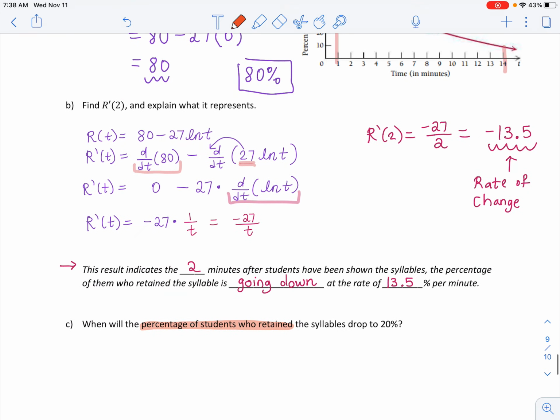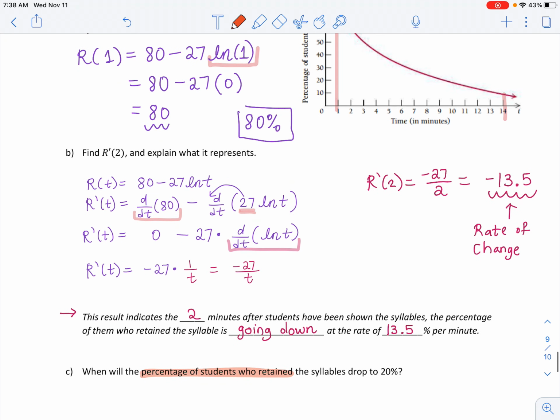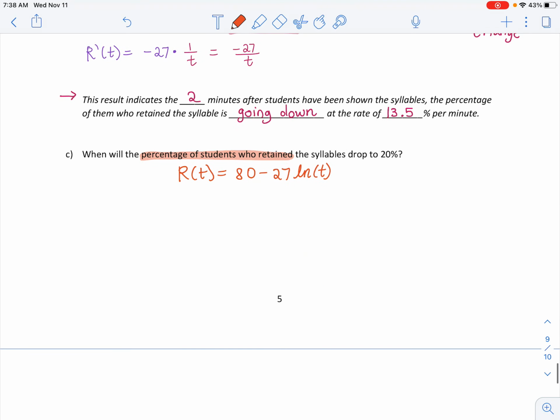All right, so let's do this. R of t. What was R of t? Now my cat's running around the house like crazy. This house is crazy. 80 minus 27 times natural log of t. That was R of t. We're going to say R of t equals 20.